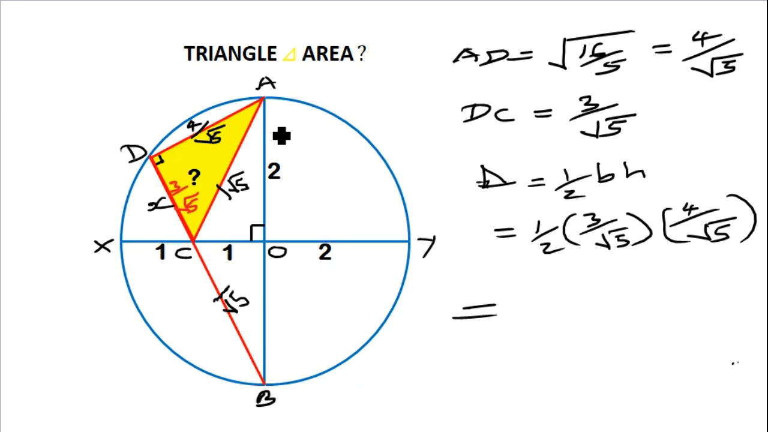So what do we get there? A half goes with 4: 2 goes into 4 two times, and 2 goes into 2 one time. So we remain with 3 times 2. 3 times 2 is 6, over root 5 times root 5, which is just 5. So the area of the triangle, or the yellow area, is 6 over 5.